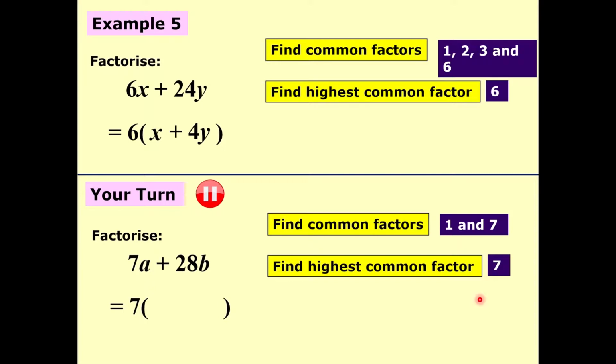So 7 times what gives us 7a, well 7 times a, and then 7 times what gives us plus 28b. Well 7 times 4 gives us 28, and we've also got a letter term there, so we need to have plus 4b. So well done if you got that correct.